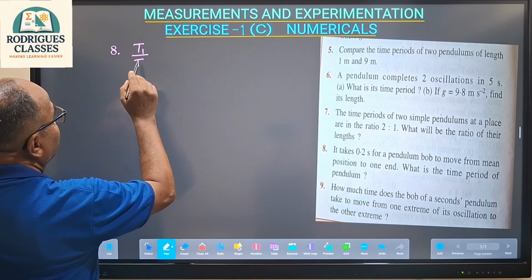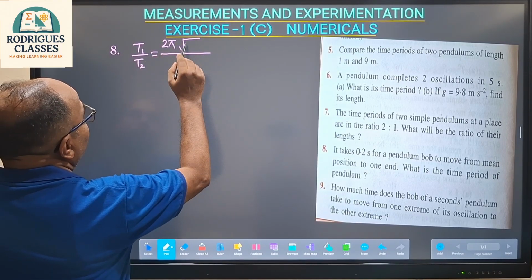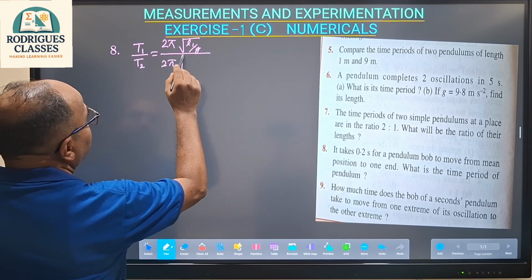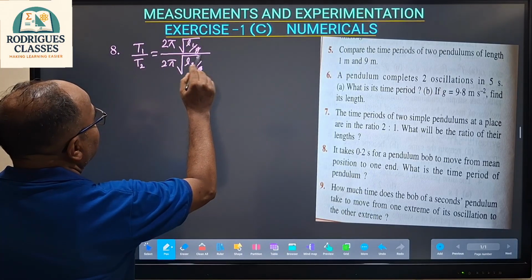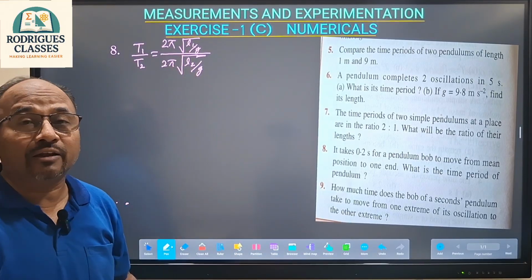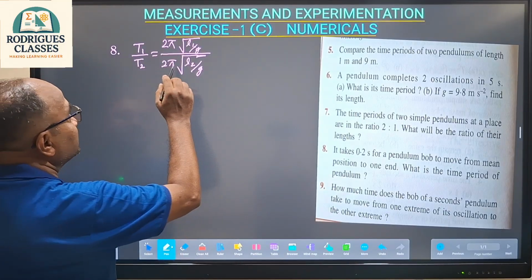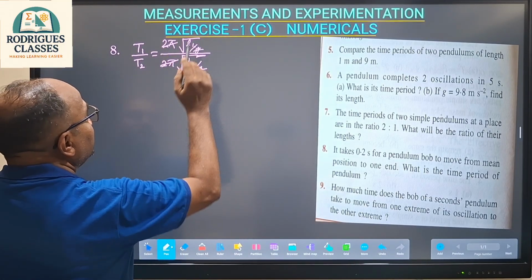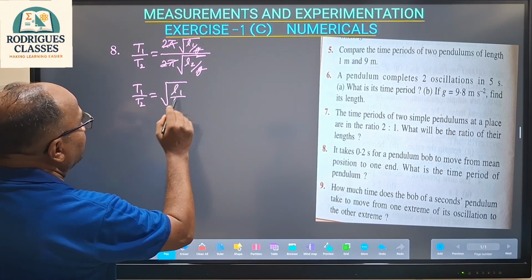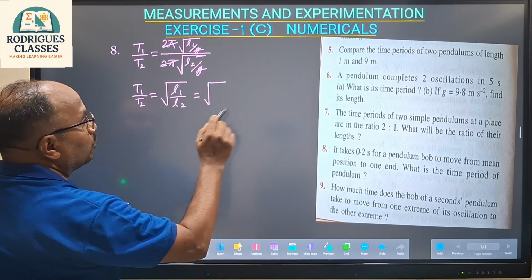I write it as T1 by T2. In the numerator it is 2 pi root over L1 by G, and in the denominator 2 pi root over L2 by G. Because the two pendulums' lengths are different, I have written them in terms of L1 and L2, but G is not different, so that is why it is written as G. Now we can cancel this 2 pi and this G, and so now T1 by T2 is equal to root of L1 by L2. Now we are given the values of these as 1 and 9.